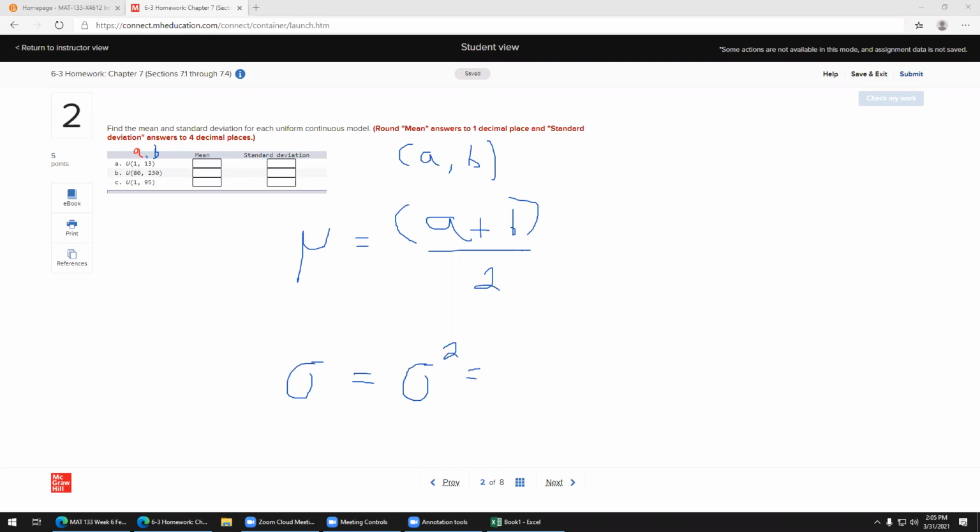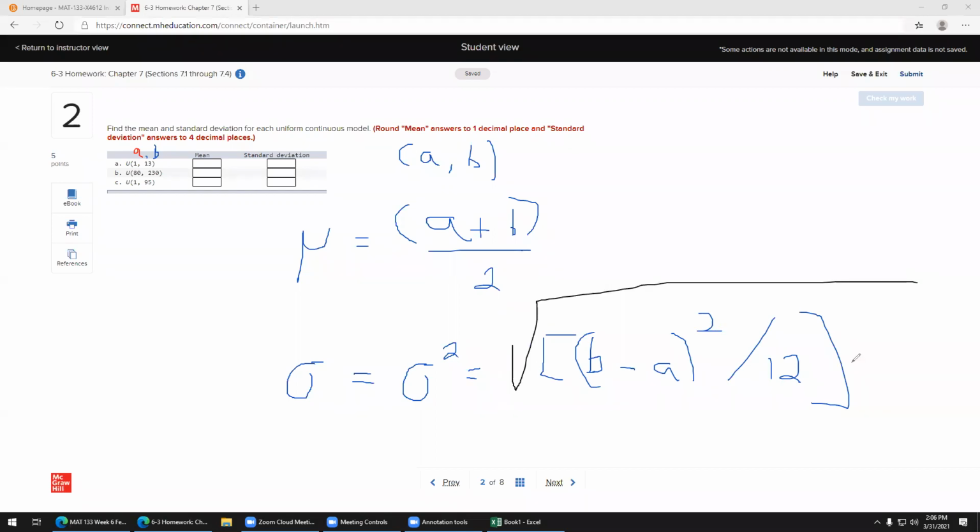So to find the variance, what you do is it is a bracket, B minus A, quantity squared, divided by 12. Right, so that inside the brackets is how you find the variance. And then because we want standard deviation, we'll take the square root of the entire thing.